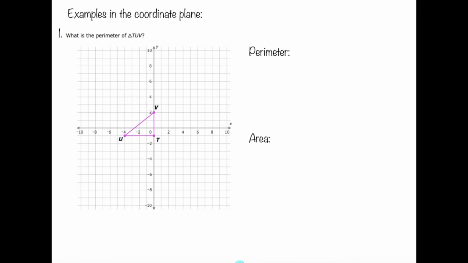Okay, so we'll start with our first example. What is the perimeter of triangle TUV? So perimeter, we need to find all three lengths of each side. And this one we can see is 3 units long. This side is 4 units. And then we don't know this one, and we can't count it, but we can calculate it using our Pythagorean theorem. So remember, that is a squared plus b squared equals c squared.